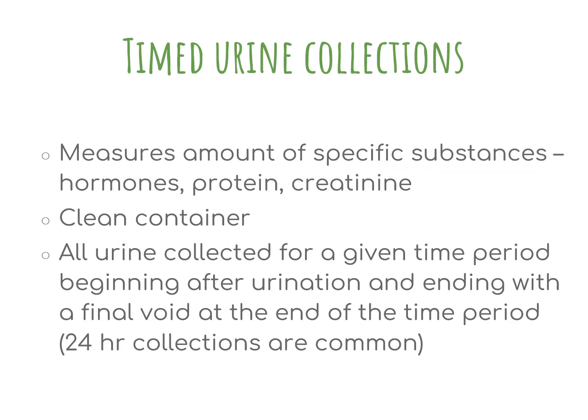Timed urine collections measure the amount of specific substances, such as hormones, protein, and creatinine. It needs to be in a clean container. All urine collected for a given time period begins after urination and ends with a final void at the end of the time period. So it's a 24-hour collection. That's really the most common type.